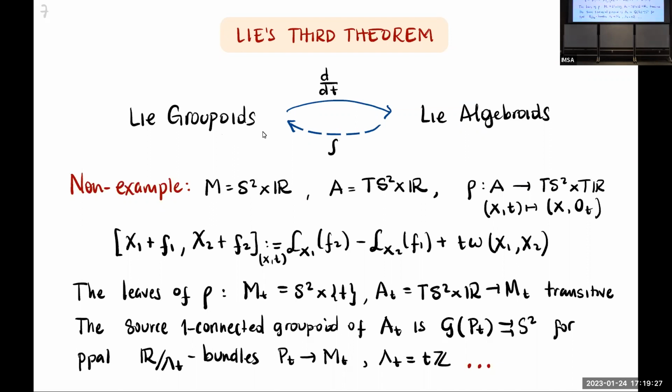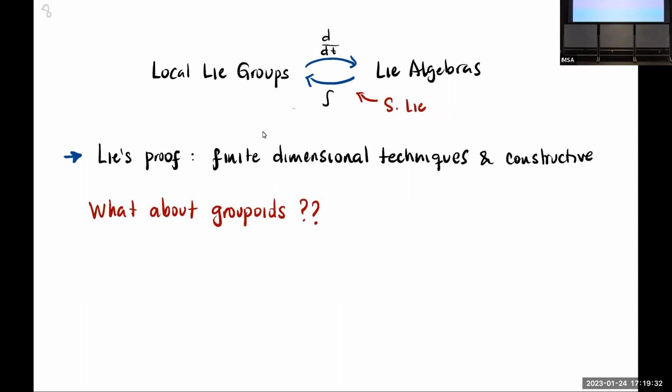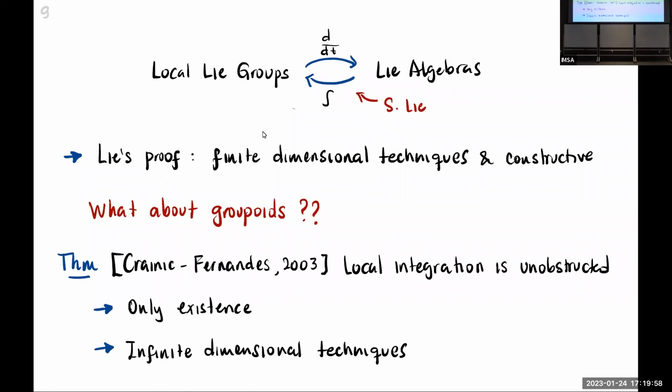Now that we understand that this is not possible, we go back to the original work of Lie. He originally proved that given a Lie algebra, he could integrate it to a local Lie group. His proof was related to the BCH formula that I told you yesterday. He used finite dimensional techniques, and his construction was very explicit. So what about groupoids? One of the byproducts of Crainic and Fernandes, in 2003, is that local integration is unobstructed. You can always integrate to local groupoids, which means that all the structure of the groupoid is defined in a neighborhood of the units. But the proof shows only existence. It's not constructive, and they use infinite dimensional techniques.